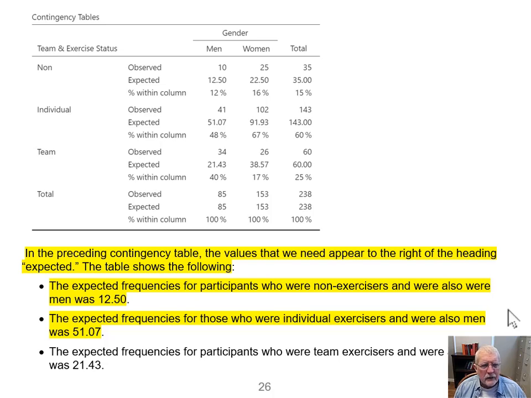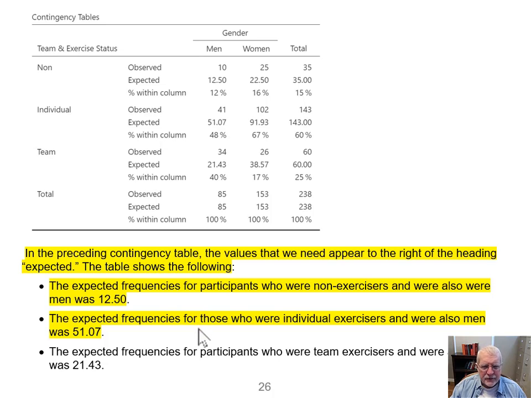The table shows the following. Expected frequencies for participants who were non-exercisers and were also men is 12.50. Okay. Expected frequencies of people who were non-exercisers, you can tell from the non, and were also men, you can tell from the heading men, was 12.50. That's good. That's bigger than 5. We want things to be bigger than 5.